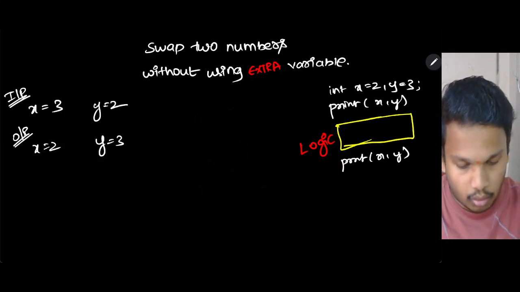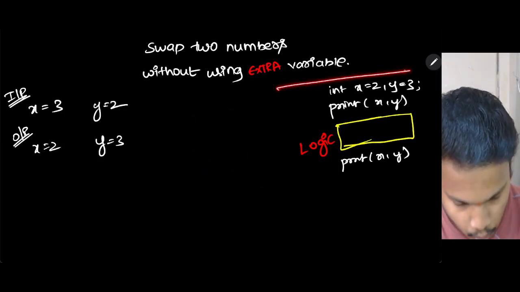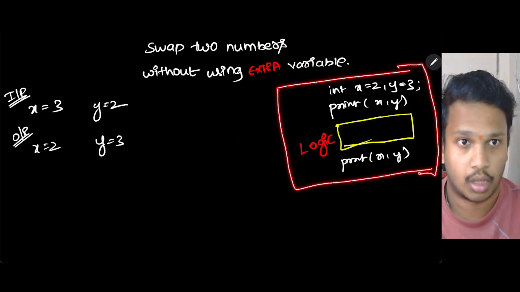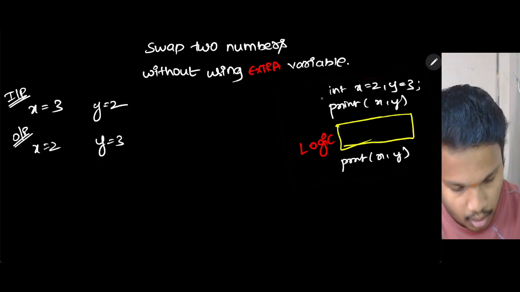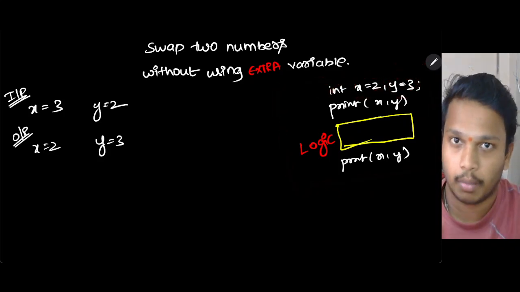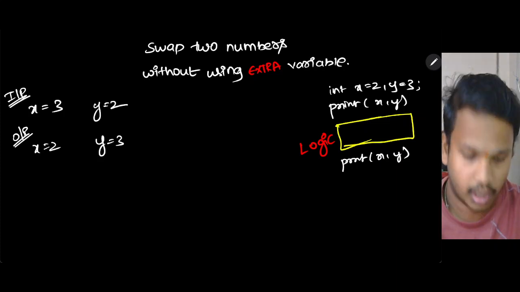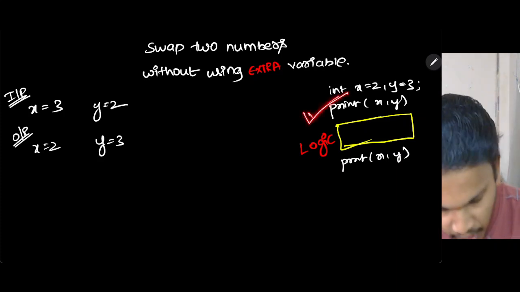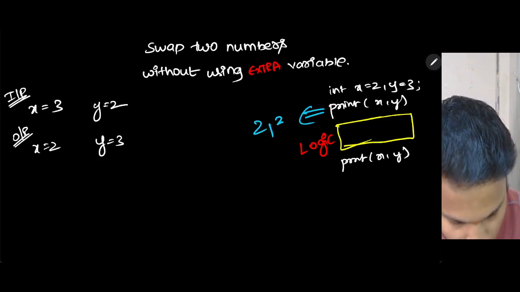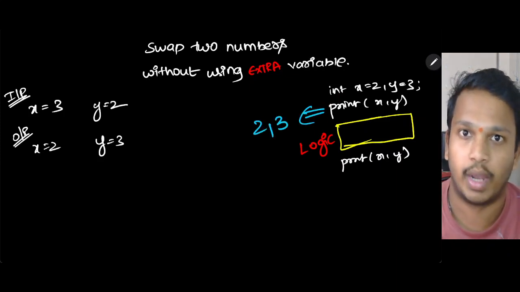Okay. Now, this is the program. Just observe this program. I am telling the question, how to understand the question. Here, we have declared two variables x and y, and the values are 2 comma 3. If you print those values, what will we get? We will get the output as 2 comma 3, right? Why? Because x has 2 and y has 3.